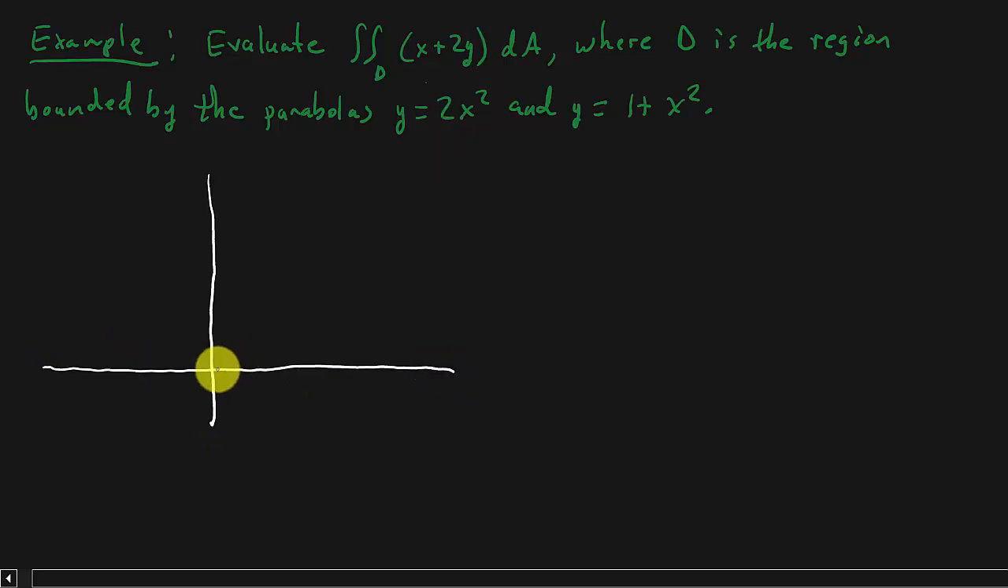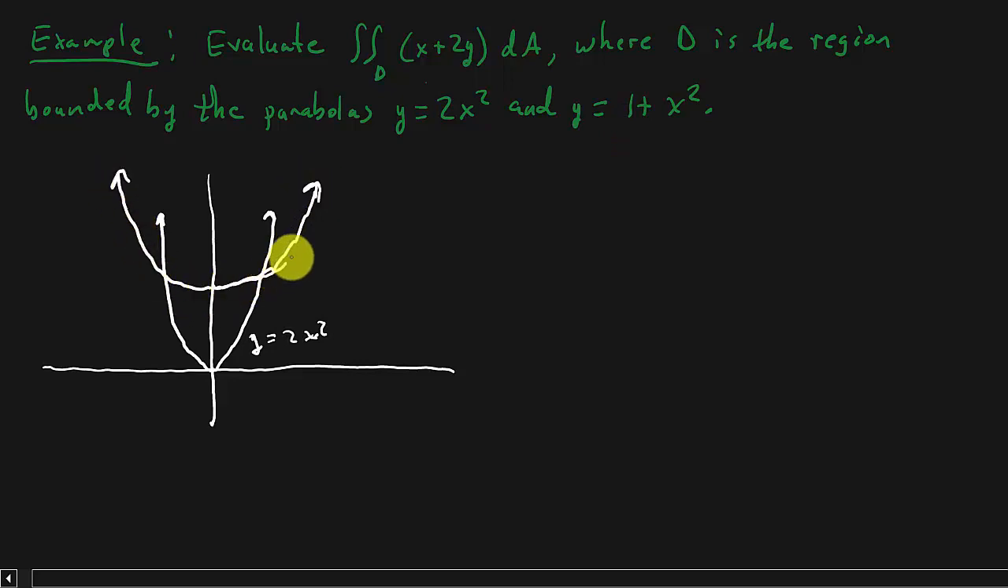all right, so y equals 2x squared. That's going to look something like this. And then this is y equals 2x squared. And then we have y equals 1 plus x squared. So that's going to look something like this. Okay. All right. So we got something like this. This is y equals 1 plus x squared. All right, and here's your region D.